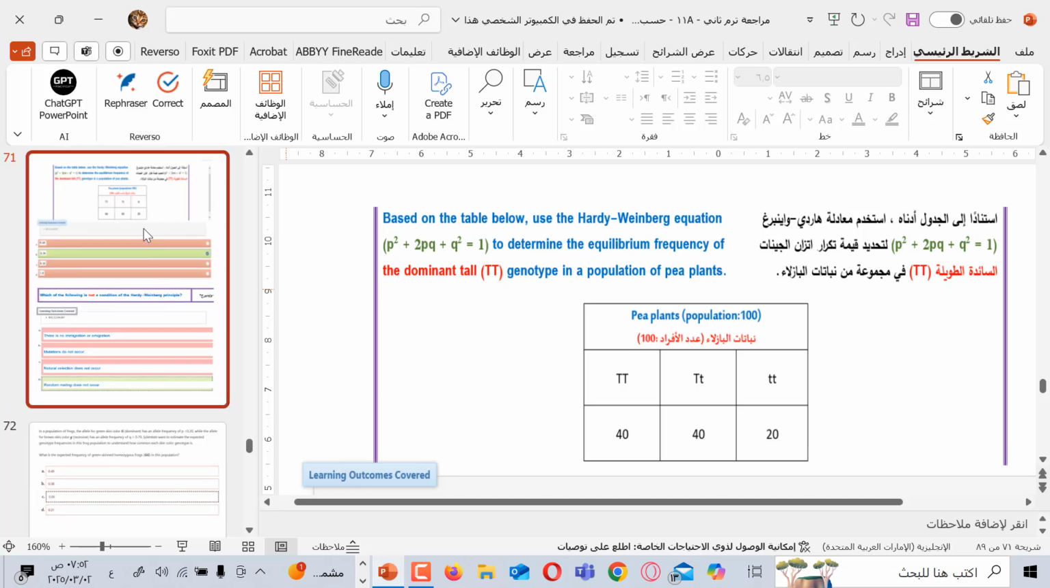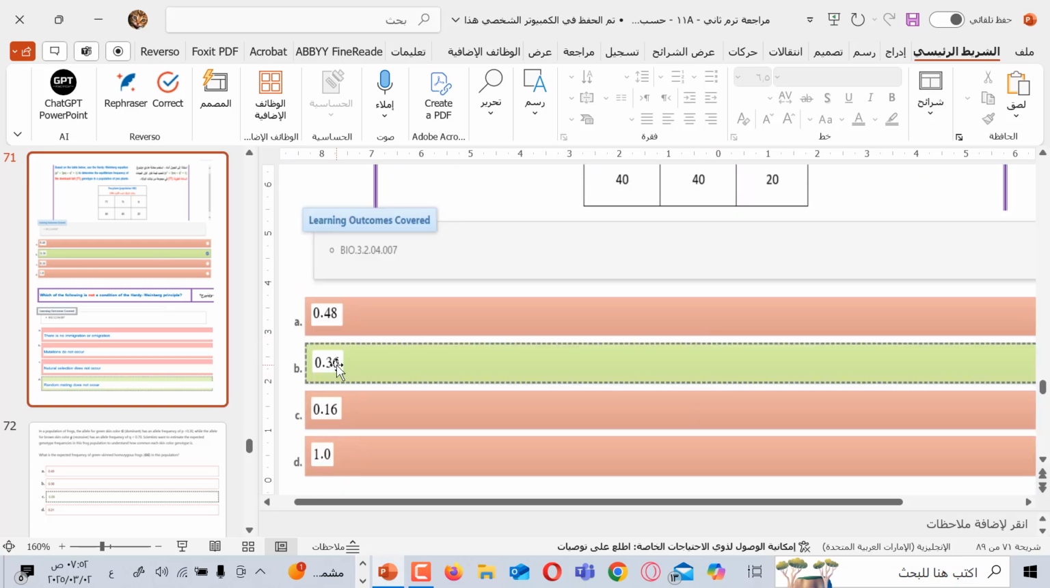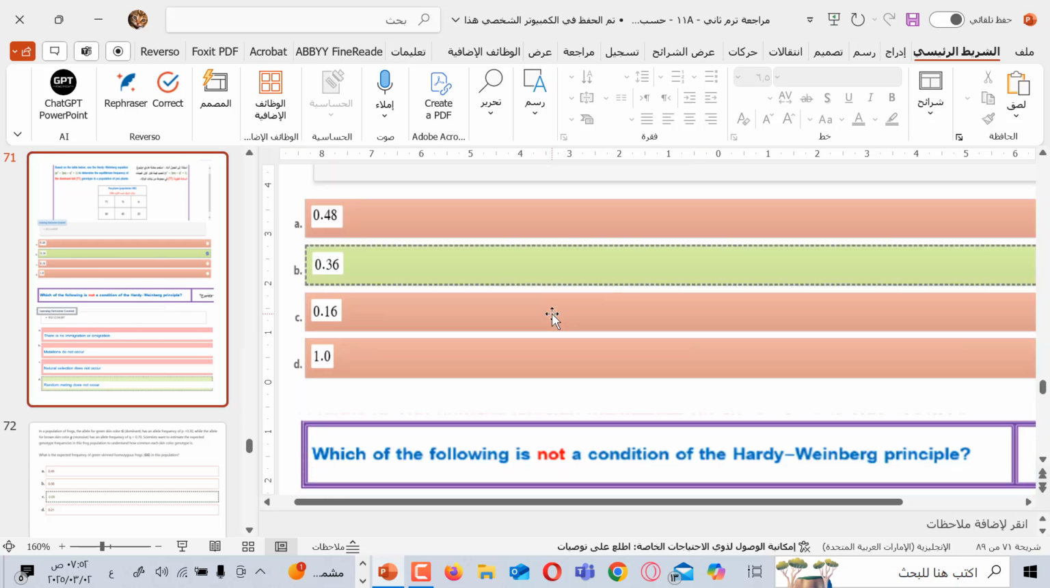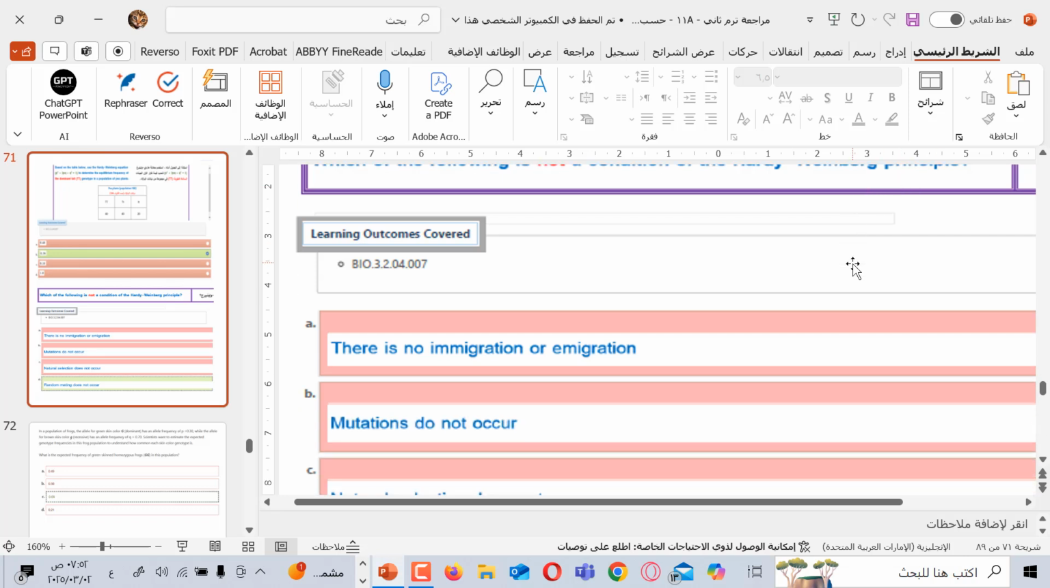This is the same question, I think. Okay, as we say, 3, 6, yes. And here another question. Which of the following is not a condition of the Hardy-Weinberg principle?